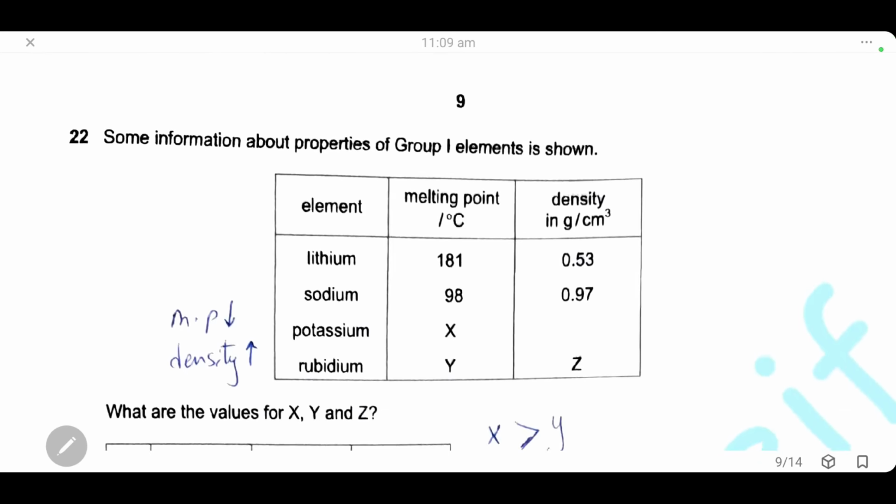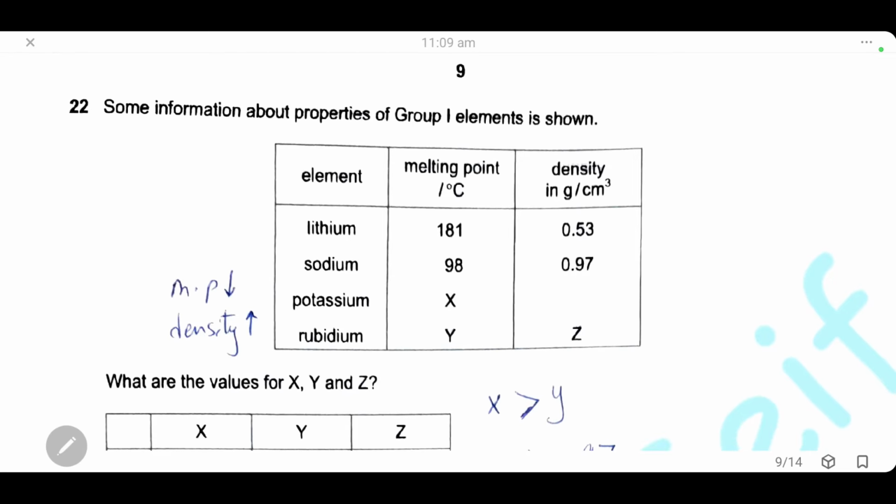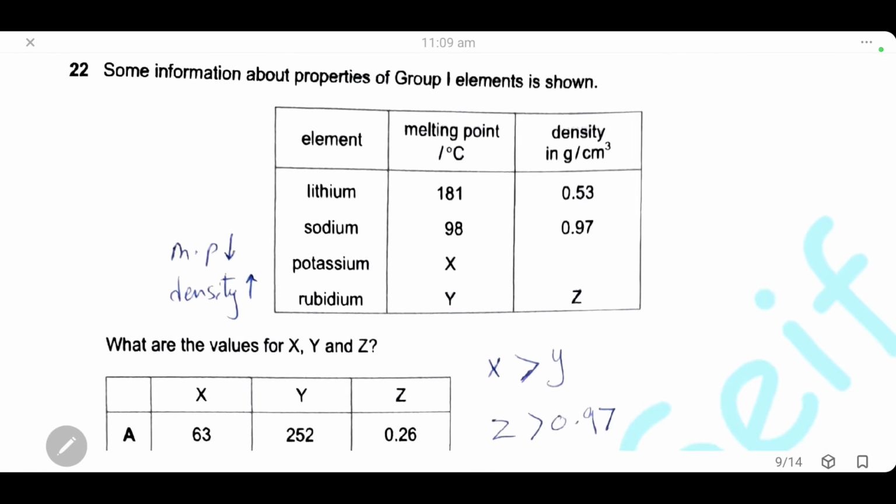Question 21. Information about the properties of group 1 elements is shown. Here we have group 1 elements, melting point and density. As we go down group 1, the melting point decreases and the density increases. So we should complete two numbers, X and Y, and for the density, we should predict the number Z.